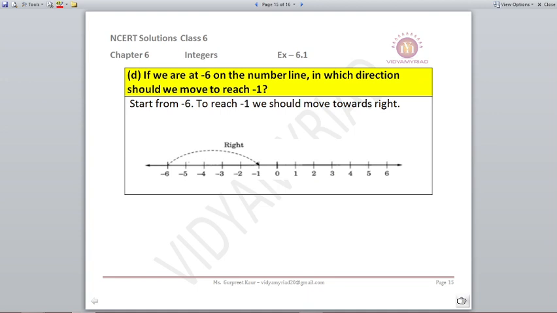If we are at minus 6 on the number line, in which direction should we move to reach minus 1? Now look at the number line. I have to start from minus 6. I have to reach minus 1. So which direction am I moving? I am moving towards my right hand side. So I will move towards the right in order to reach minus 1.